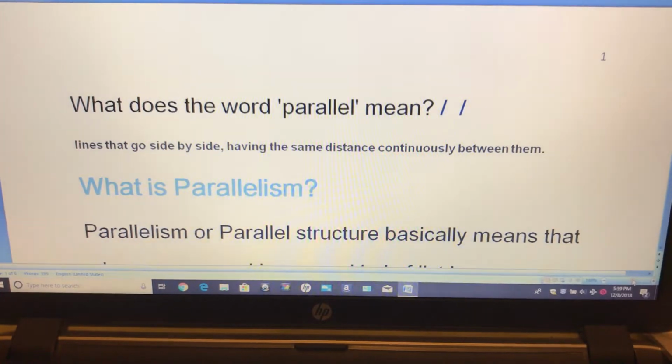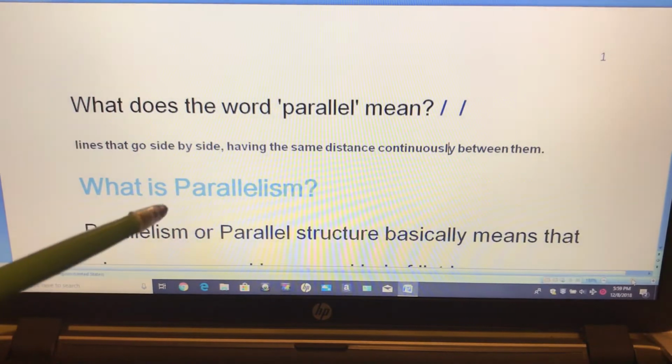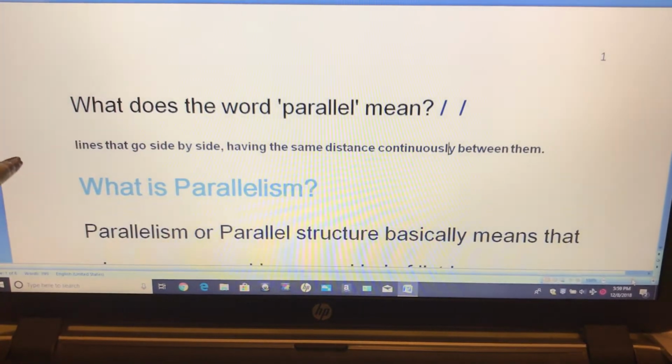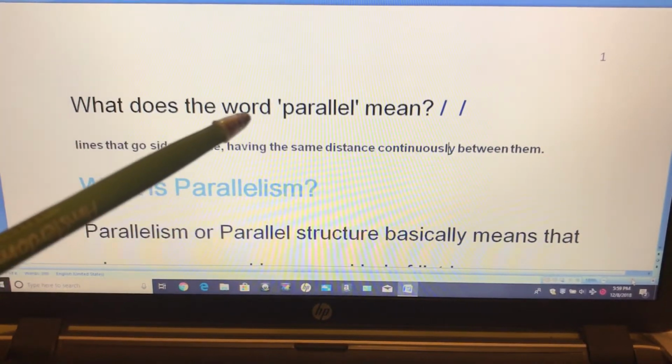Parallelism is used when you are speaking, and it is also implemented or applied when you're writing. Okay, so this is very important to know. So let's just start off with what the word parallel means.